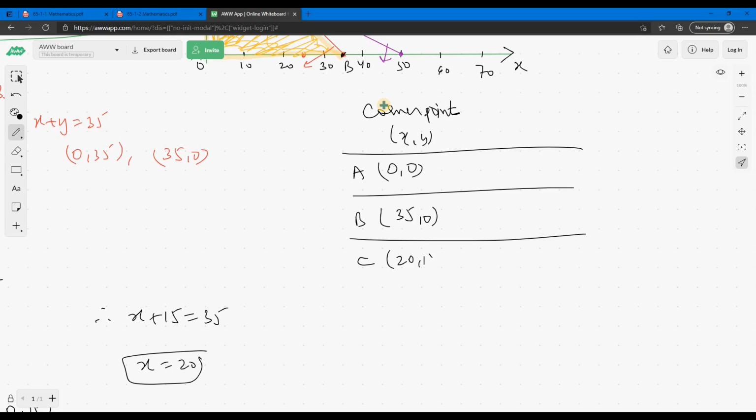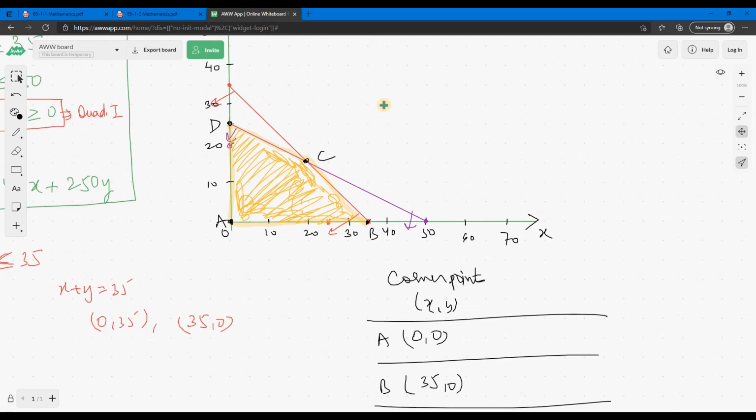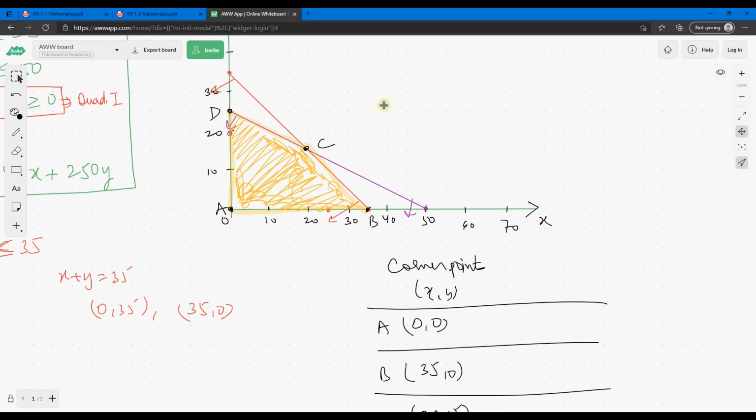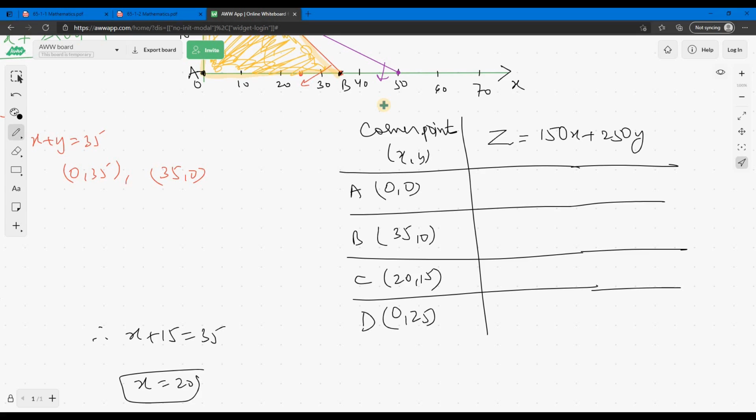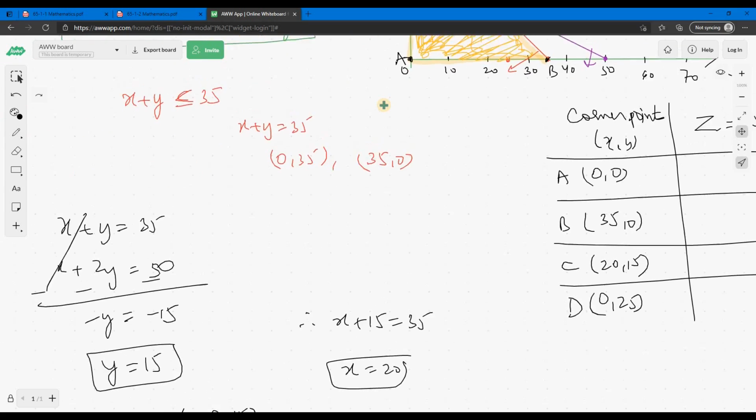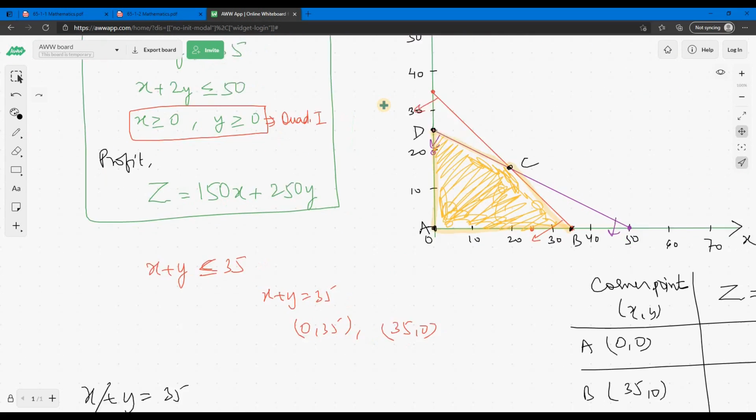So x is 20, y is 15, and the final point D over here is x is 0, y is 25. And now our objective function, if I'm not mistaken, is 150x plus 250y. We have to evaluate the value of this objective function at every corner point, one by one. Let me just verify the objective function. This is good, 150x plus 250y.